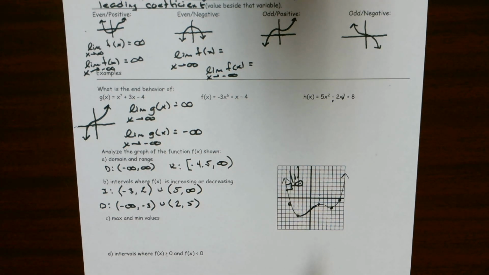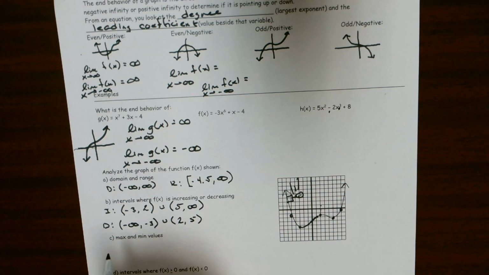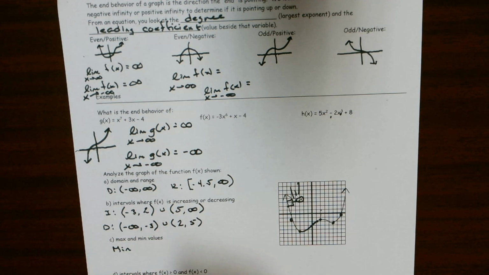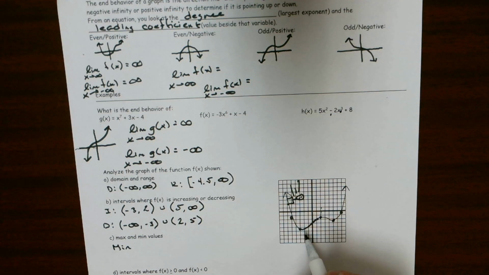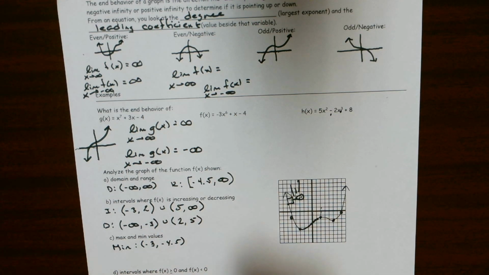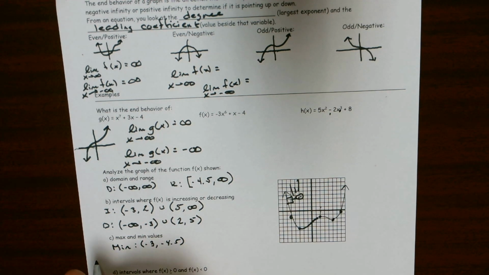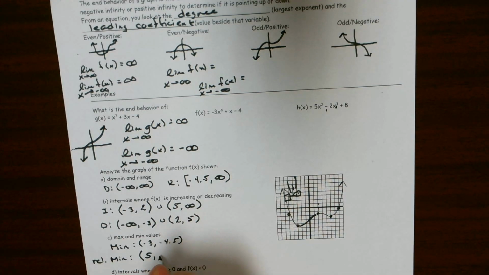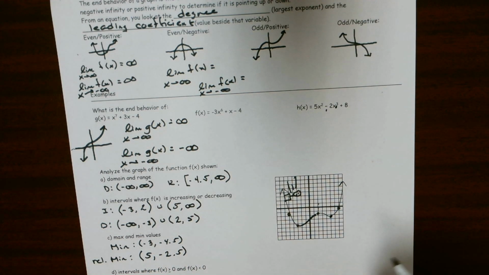So let's talk a little bit about maxes and mins. Okay, so the min. We have a global min right here at negative 3, negative 4.5. And we have a relative min at 5, negative 2.5. I'll point to it right now, right here.